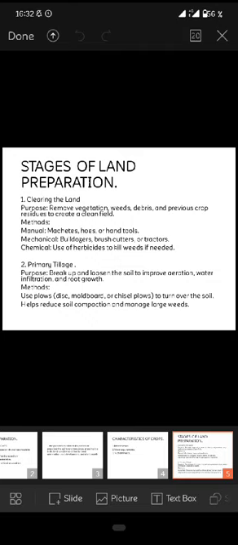So I just want, through brainstorming, that you may give me the answers on stages of land preparation. One of them can give me the procedure, stages of land preparation.